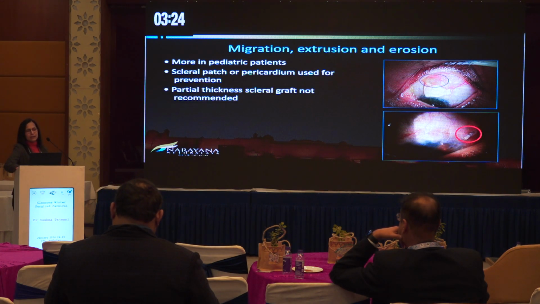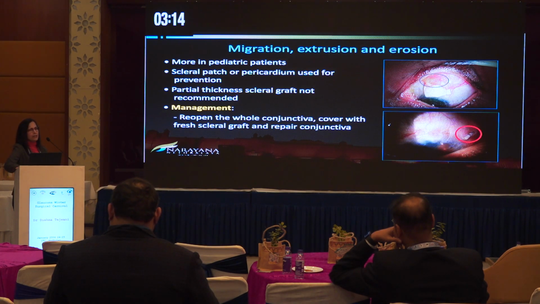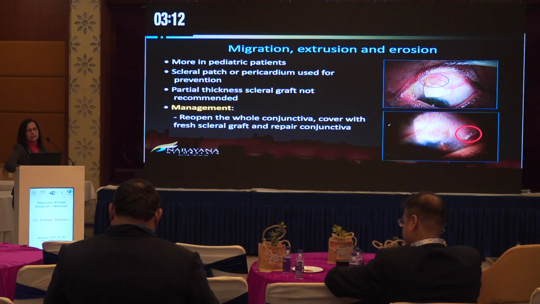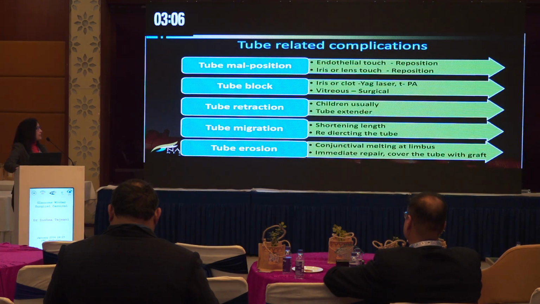You can use a scleral patch or pericardium or even the Tenon's, which can cover it. If there is a tube exposure, it is best to redirect the tube rather than keep it in the same position, and then repair it. Use the amniotic membrane, which can help. If it is large, you might have to remove it.